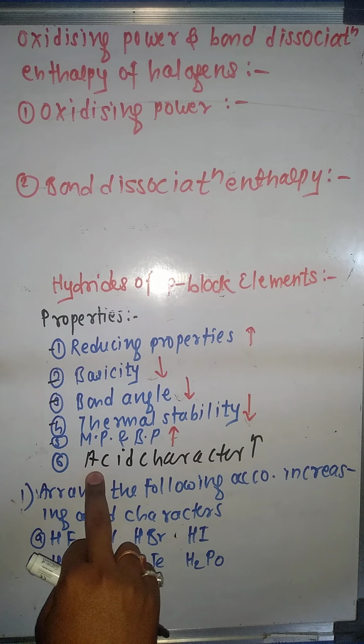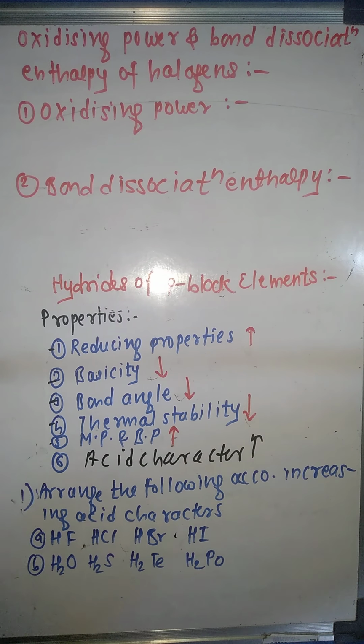Remember guys, from top to bottom acidic character always increases. It means that hydrides of bottom elements are always more acidic as compared to hydrides of top elements. So if we compare the acidic character of the hydrides of group 17 elements, then we can say that HI should be more acidic as compared to HBr, as compared to HCl, as compared to HF. The same is true in case of hydrides of chalcogens, that is group 16 elements, that is, H2Po should be more acidic as compared to H2Te, as compared to H2S, as compared to H2O.